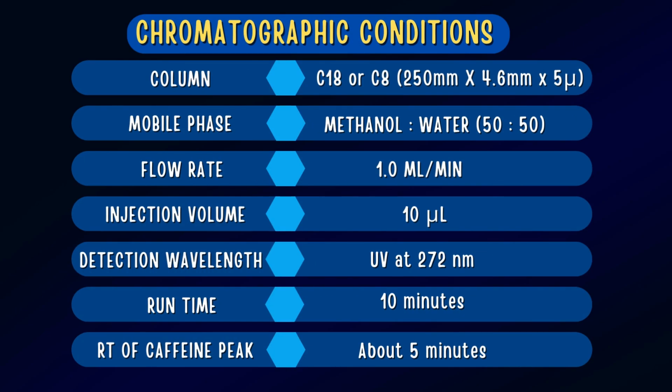Now, set the HPLC system using chromatographic conditions such as column is C18 or C8 having 250 mm length, 4.6 mm inner diameter and 5 micron particle size. Mobile phase is methanol and water in a ratio of 50:50. Flow rate 1.0 ml per minute. Injection volume 10 microliter. Detection wavelength UV at 272 nanometer. Runtime is about 10 minutes. The expected retention time of caffeine peak is about 5 minutes.